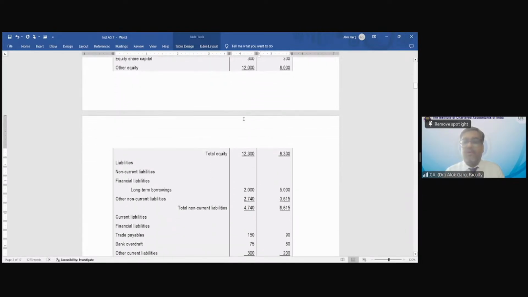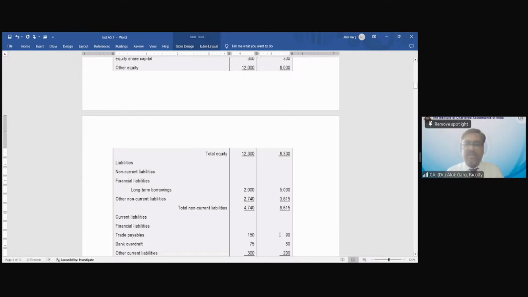Then there is a long-term borrowing. This long-term borrowing was 5,000 in the beginning. But now it becomes how much? 2,000. It means there was a repayment. Okay. There was a repayment. Other non-current liability has also been reduced from 3615 to 2740.